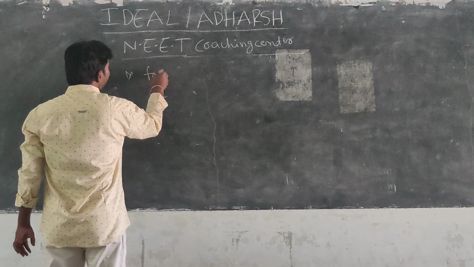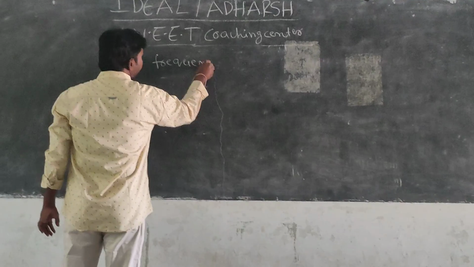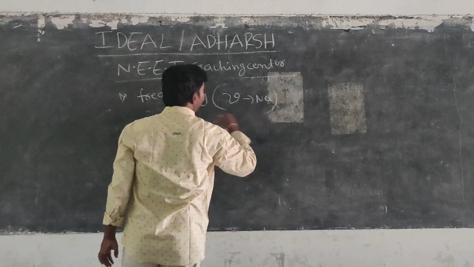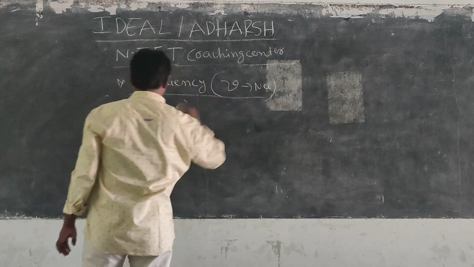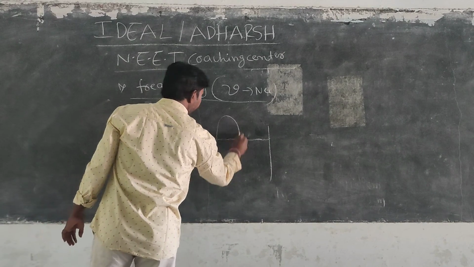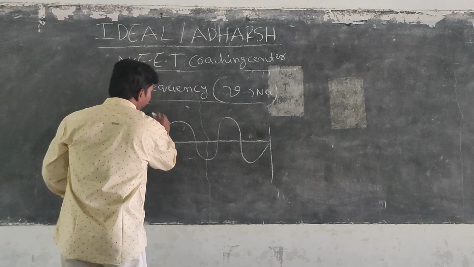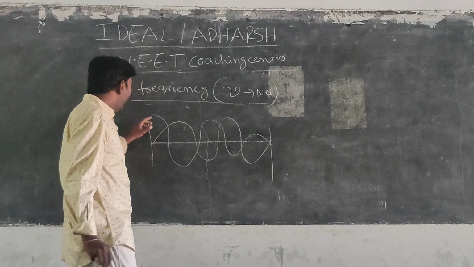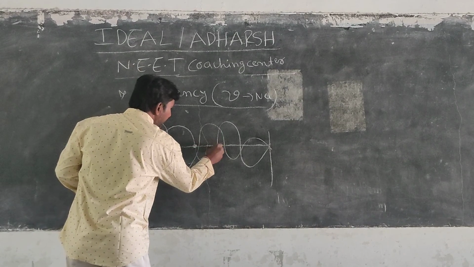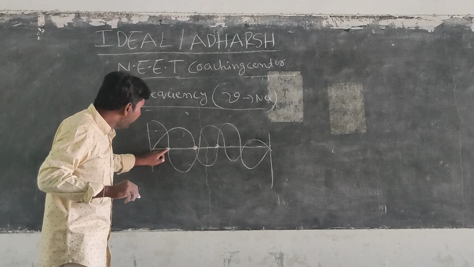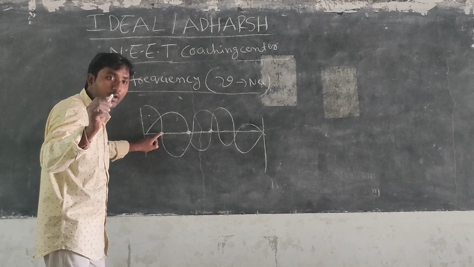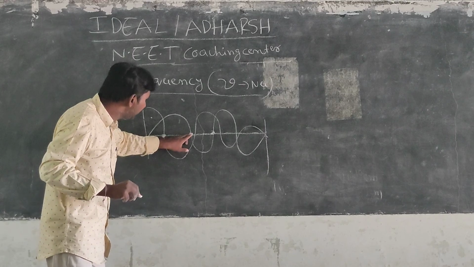Next one, frequency, nu. What is frequency? These are oscillations, all are oscillations. For example, here is one oscillation. This is one point. How many oscillations are there in 1 second?